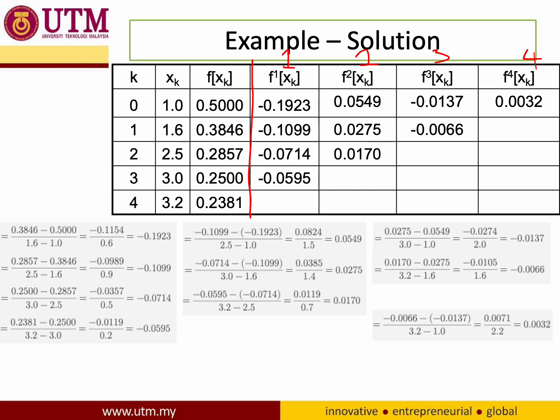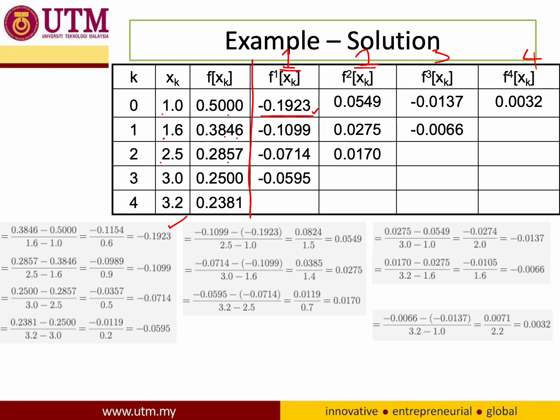To find this, what you need to do is the calculation where 0.3846 minus 0.5 divided by x1, which is 1.6 minus 1.0. Then you will get this value. The next value: 0.2857 minus 0.3846 divided by 2.5 minus 1.6, and so on. And then you will get your first column.